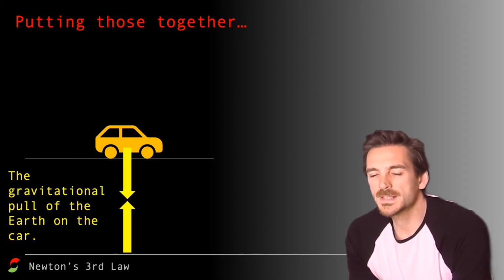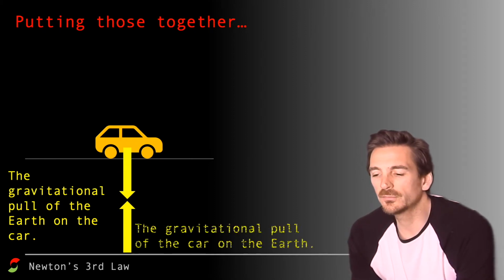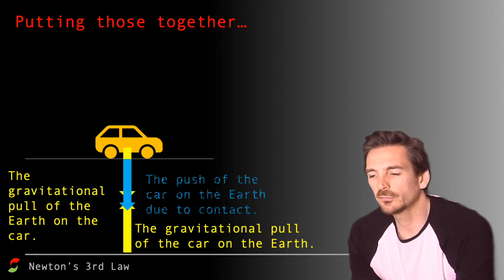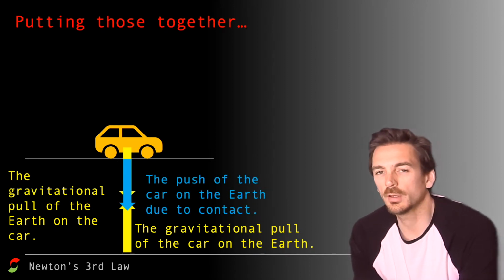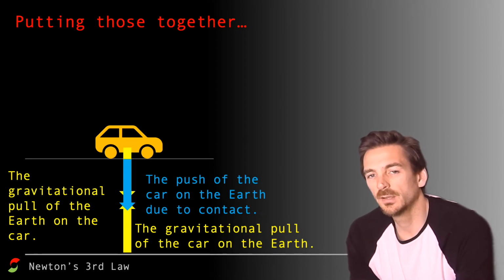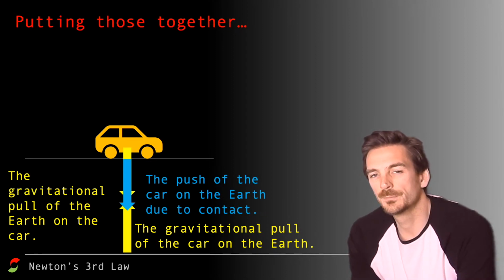Okay, so it's going to be acting up. And the sentence is going to be exactly the same sentence, but with the objects swapped around. So it's going to be the gravitational pull of the car on the Earth. Let's give you another one. So this is a contact force. I'm going to describe it as the push of the car on the Earth due to contact. I'm going to give you a moment to try and identify this third law pair.